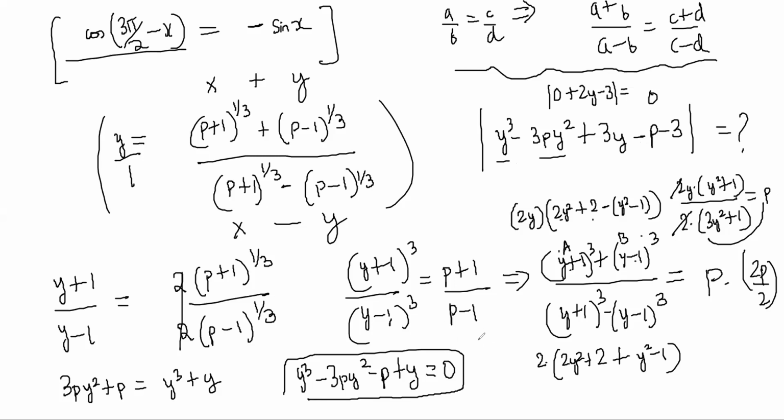What are the options like? Is there any option? No, it's integer. Integers and all of that. This is an integer type question. Okay.